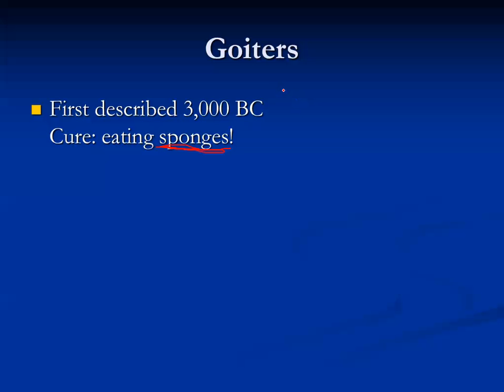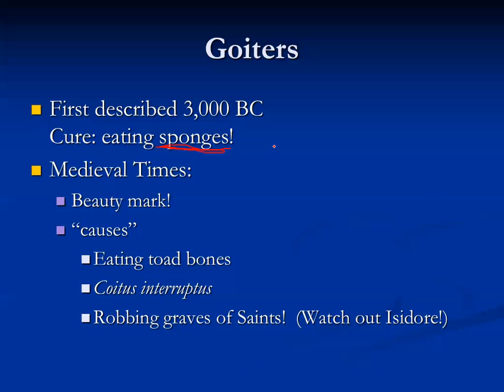Now again, the ancient Greeks, they had their act together. Let's fast forward to medieval times. Again, this is just sort of fun trivia. I don't care if you memorize this or not. In medieval times, they thought goiters were beauty marks. They thought these enlarged necks were beautiful. To each their own, right? They also had some really bizarre ideas about what caused a goiter. They thought eating the bones of toads could cause a goiter, coitus interruptus could cause a goiter, or robbing the graves of a saint. Again, very bizarre ideas in my mind.